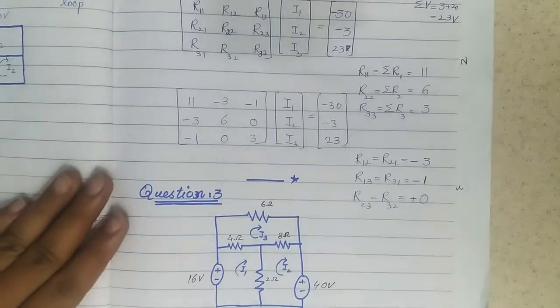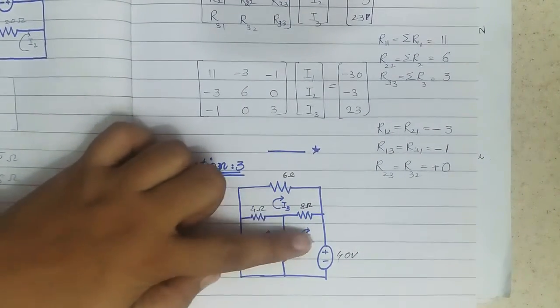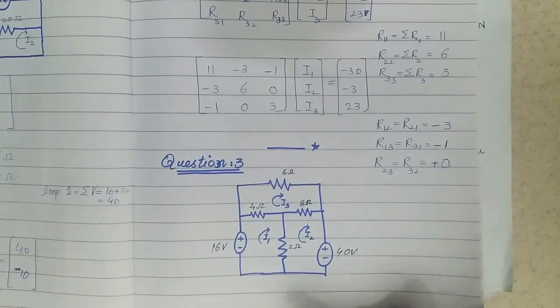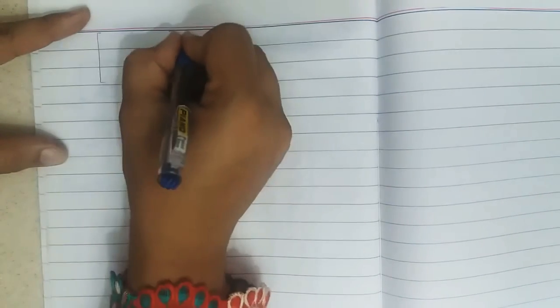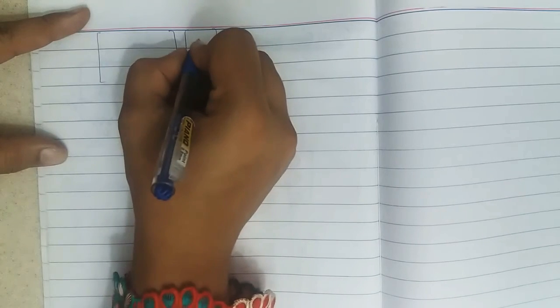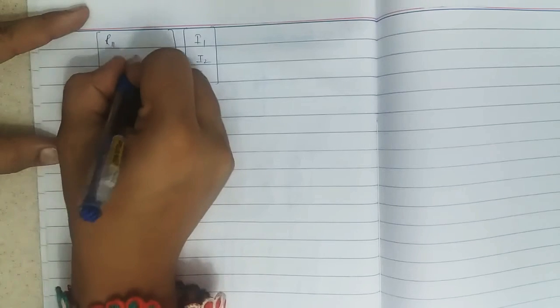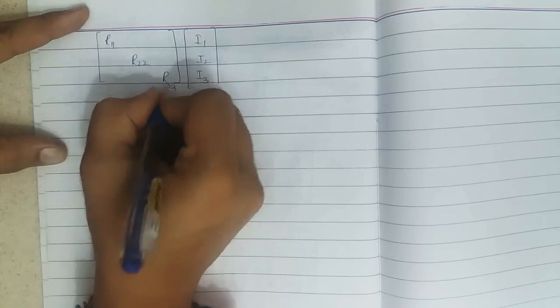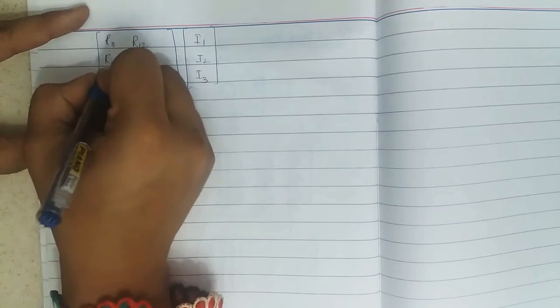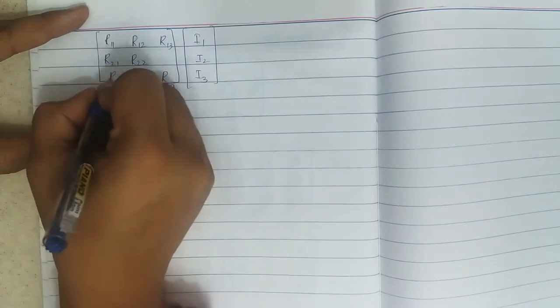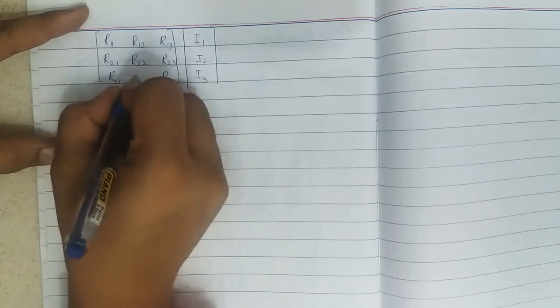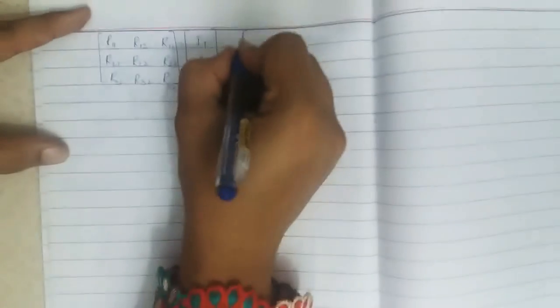Now as there are 3 loops, the formed matrix will be of 3 by 3. So we will write it as a 3 by 3 matrix with 3 unknowns I1, I2, I3. Diagonal R11, R22, R33; R12, R21; R13, R31; R23, R32 is equal to the sum of voltage in first, second and third.